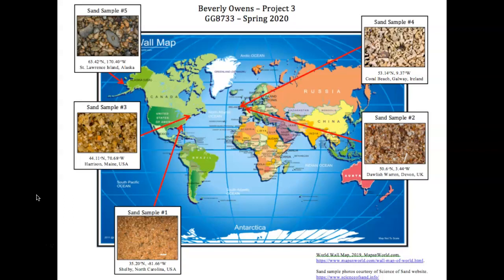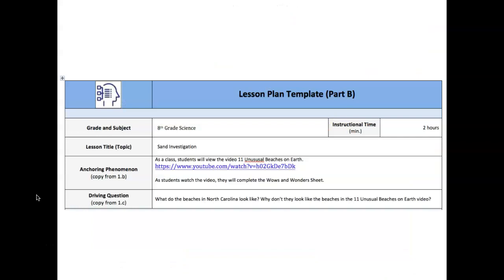For my sand sample, I collected material from the Broad River in Cleveland County in North Carolina. I wanted students to be able to compare different sand samples from around the world, especially ones that were dissimilar to North Carolina, so that students could get a better understanding about different materials and different processes that might cause those sand samples to be created and what type of materials can be found in those particular sand samples. So this lesson plan is focused on investigating sand.